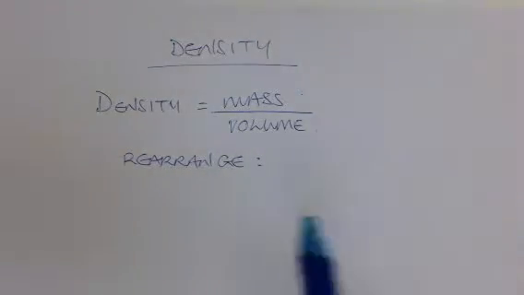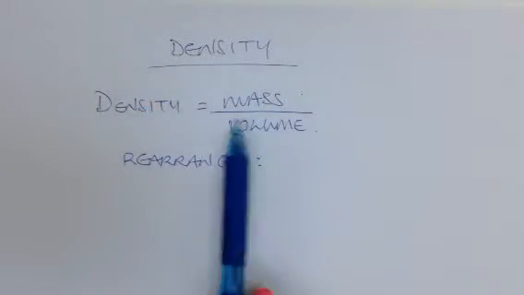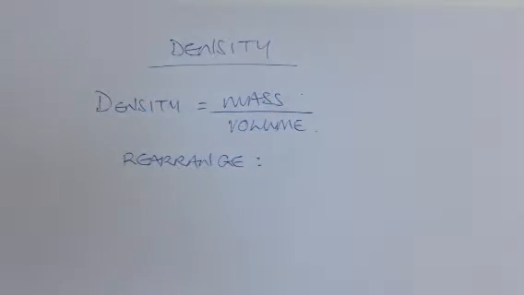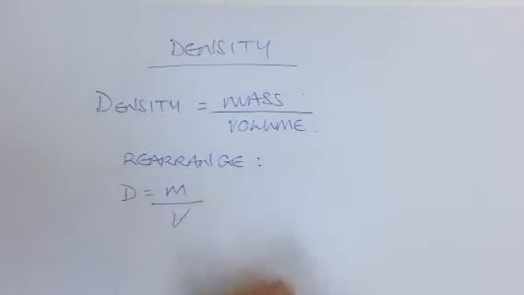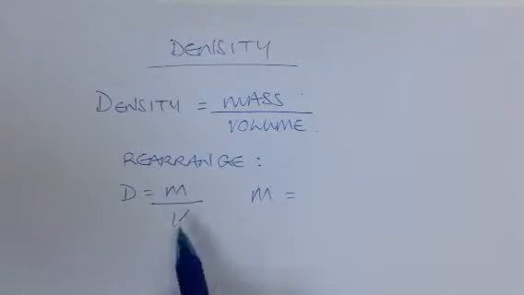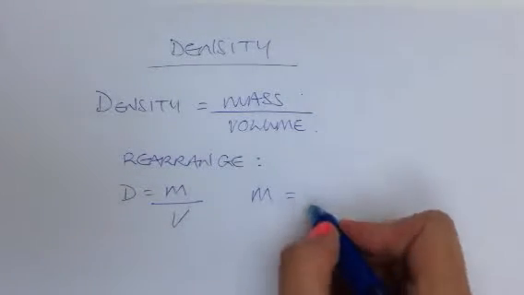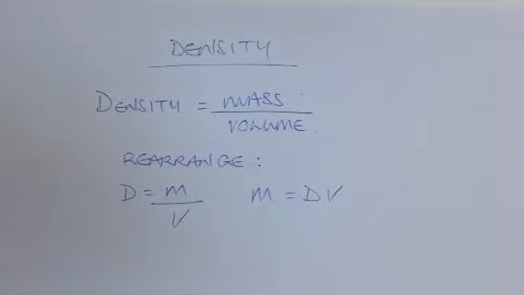Now we need to be able to rearrange these three quantities: density, mass, and volume. So let's take a look at that. If we start with density equals mass divided by volume, say we want to solve for mass. If we want to solve for mass, we need to multiply both sides by volume. So mass equals density multiplied by volume.